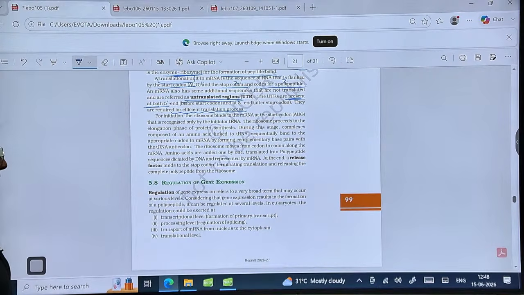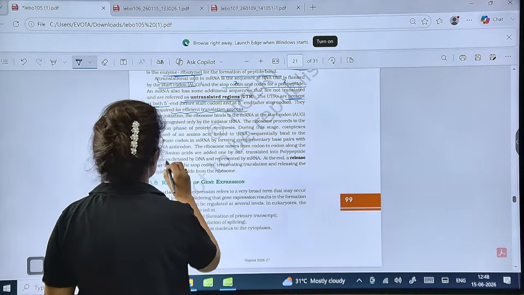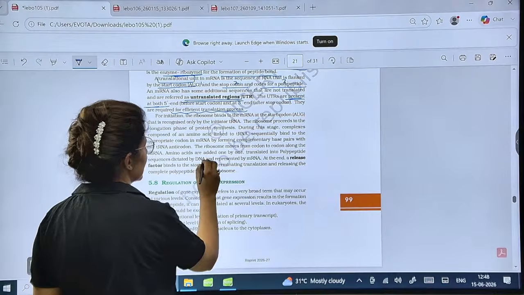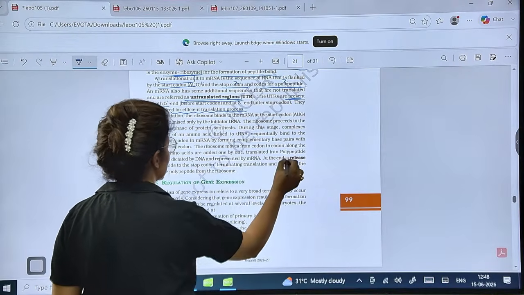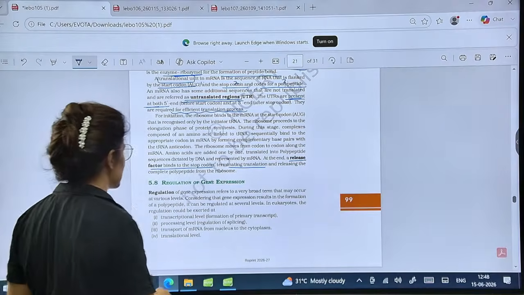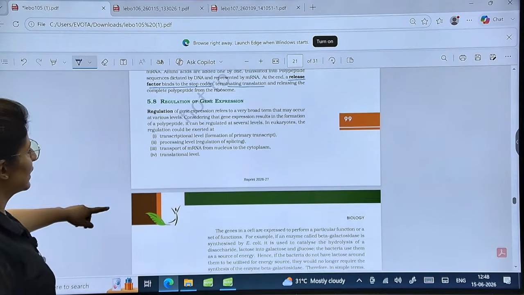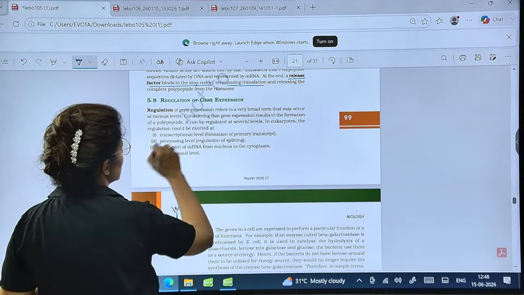Are we clear here? Now, amino acids are added one by one, translated into polypeptide sequences dictated by DNA and represented by RNA. At the end, a release factor binds to the stop codon, terminating the translation, and this completes the polypeptide. Is that clear? Now, what is regulation of gene expression?